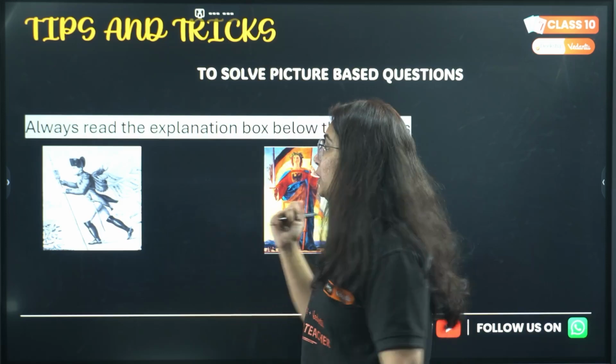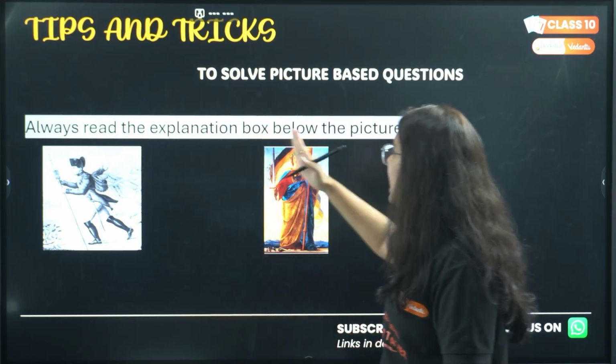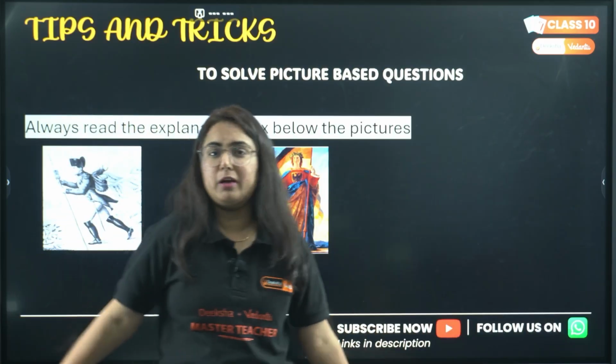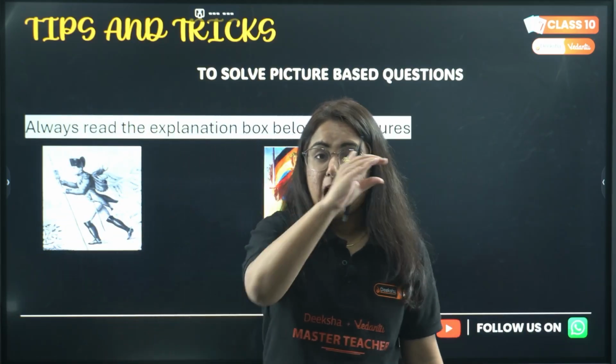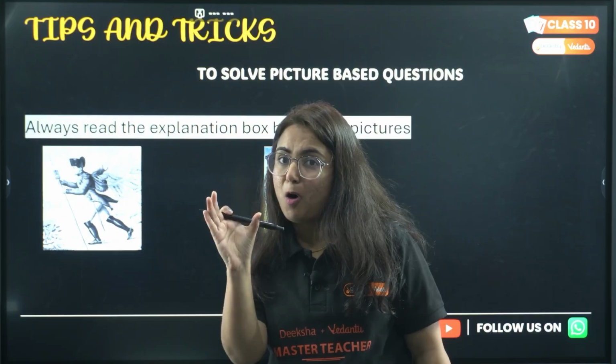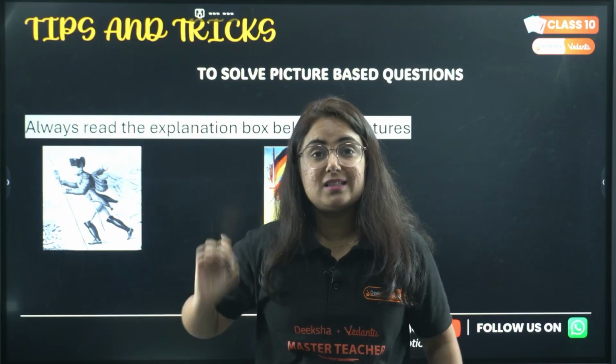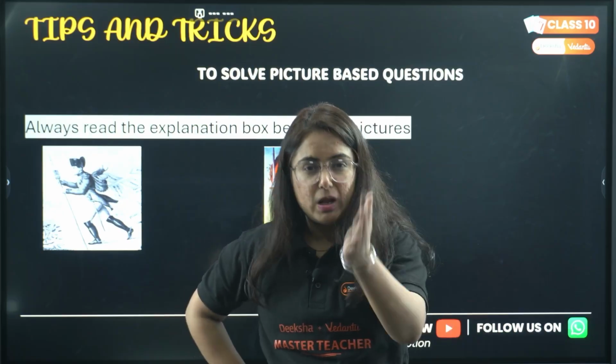However, we have the second trick in front of us, that is, always read the explanation box below the picture. You know that they are very, very smart. What they have done, after the title, is they have given you a box below the picture, like figure number 1.7 says that. But do you ever read it?